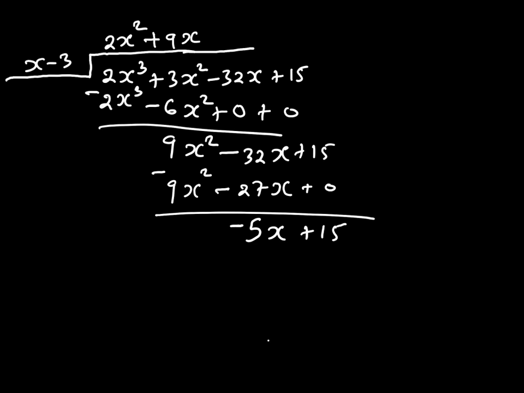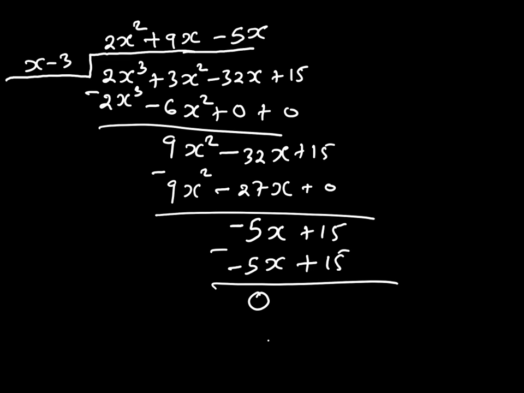So minus 5x divided by x is minus 5. So this is going to be minus 5x plus 15. When you subtract, of course, you get 0 as the remainder. It must always come to 0. If this part was a factor, then it will always come to 0. So what does it mean? This is what it means.